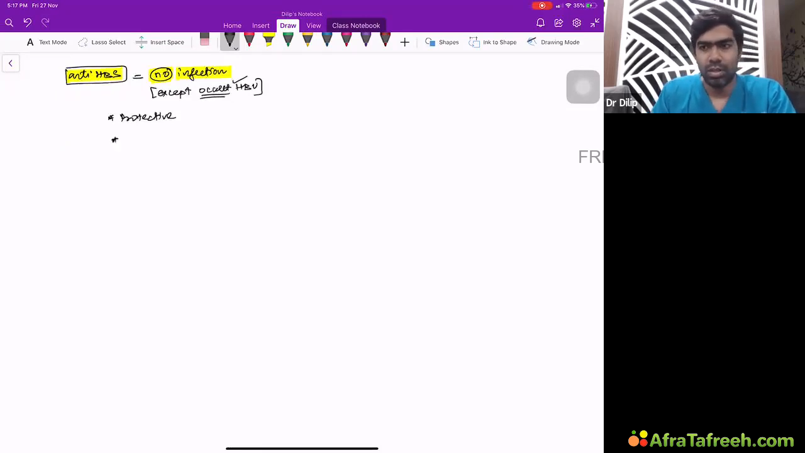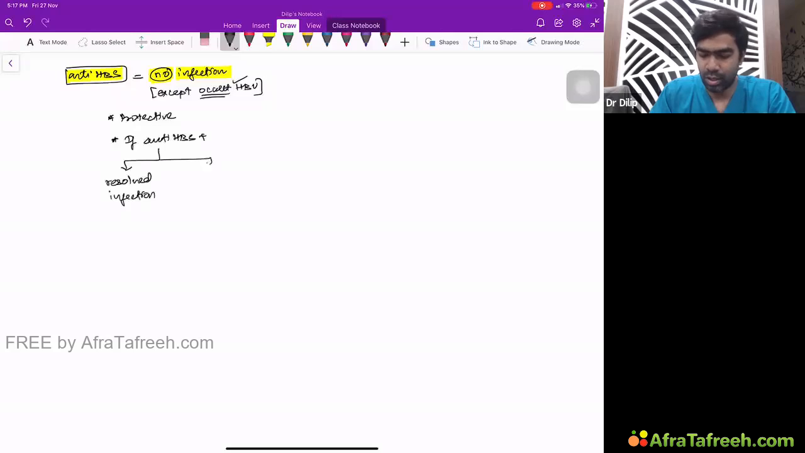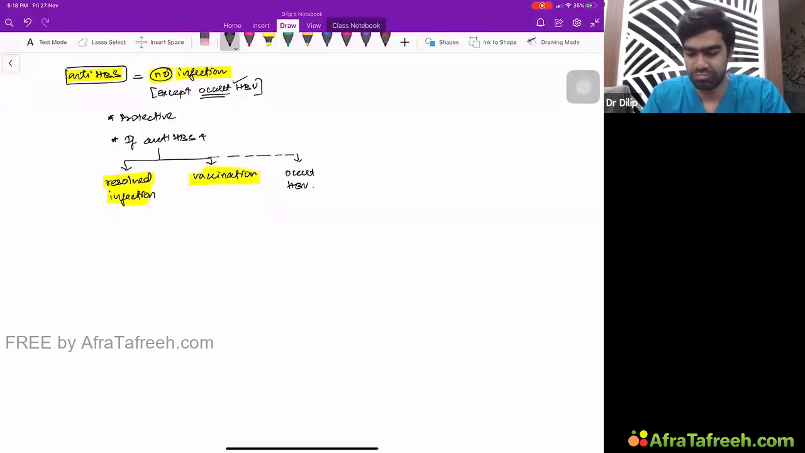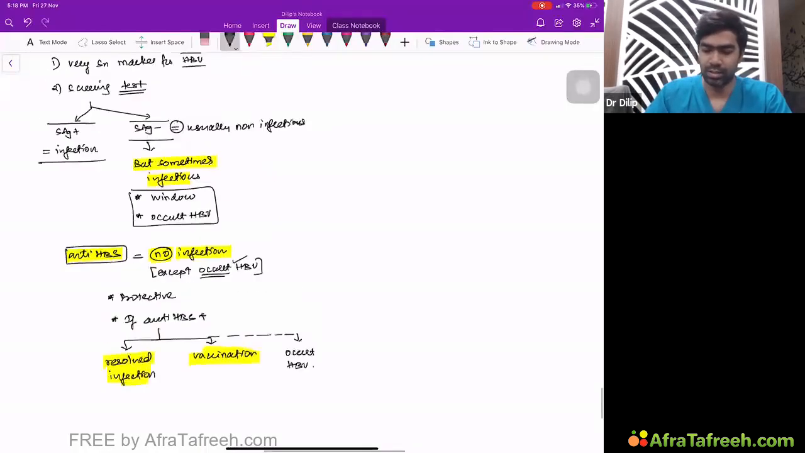And second thing is that whenever anti-HBs is positive, there are two possibilities. Usually, it must be either a resolved infection, which means the patient had an infection in the past, but they have cleared the virus, or the patient has a vaccinated status. In patients who are vaccinated, you can have anti-HBs positivity. But a third rare possibility where you can have anti-HBs is occult HBV. These are the only three conditions where you can have anti-HBs positivity, but usually in the exam, these are the two things that you need to think about. One is the resolved infection, and second is the vaccination status.